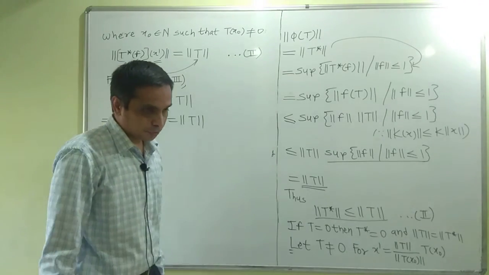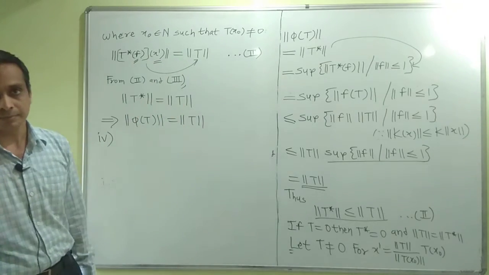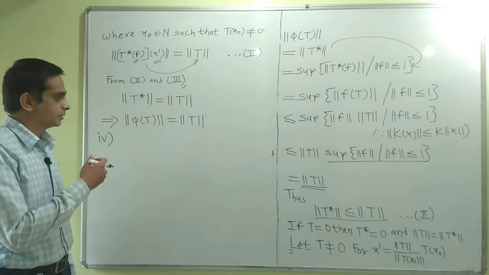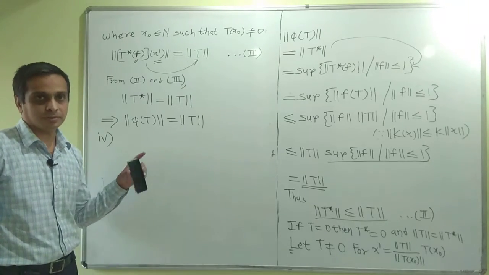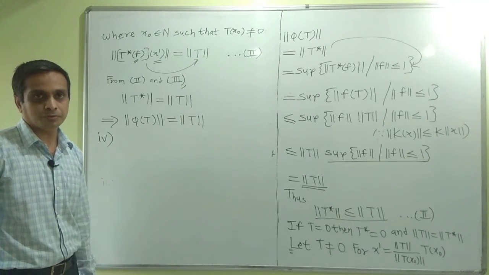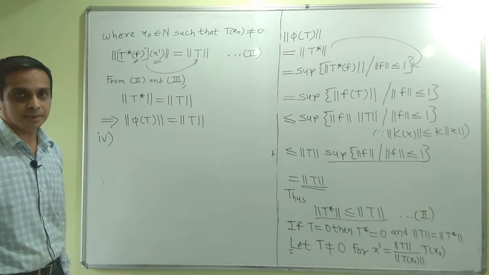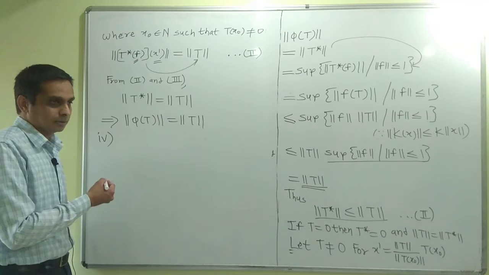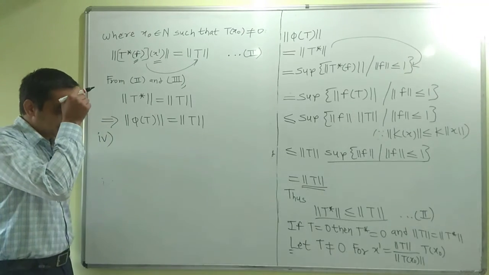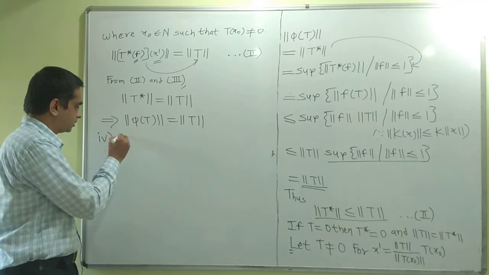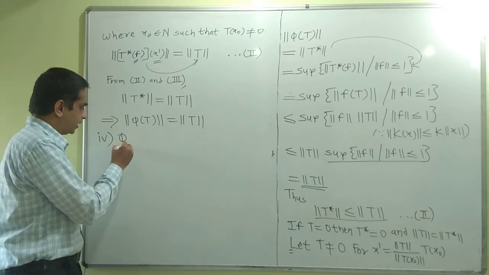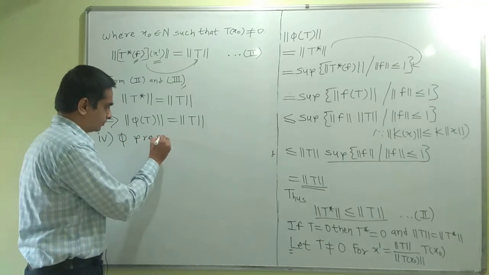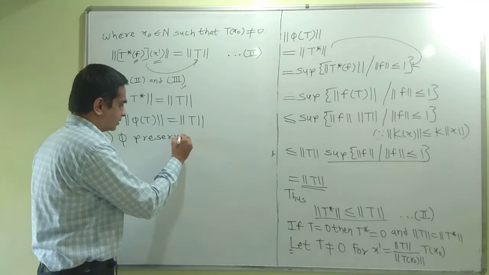So far we have proved that phi is linear, phi is 1-1, phi preserves norm, that is phi is an isometry. Let me conclude the proof by proving a few more properties. We are left with two properties. So first we want to prove that phi preserves identity.